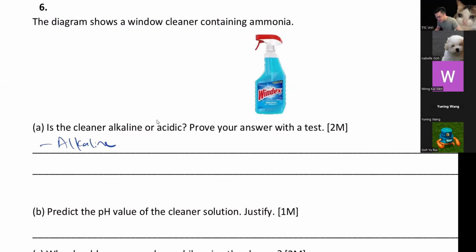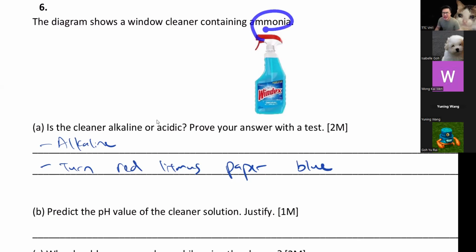Prove your answer with a test. Okay, how do you test alkaline? The simplest, you can use litmus paper. It will turn red litmus paper blue. Right? Your red litmus paper will turn blue. That's your ammonia.